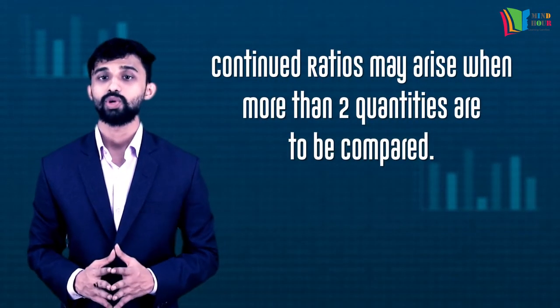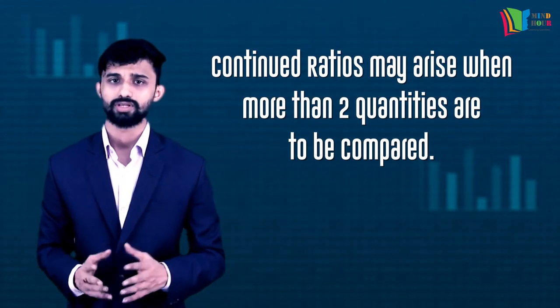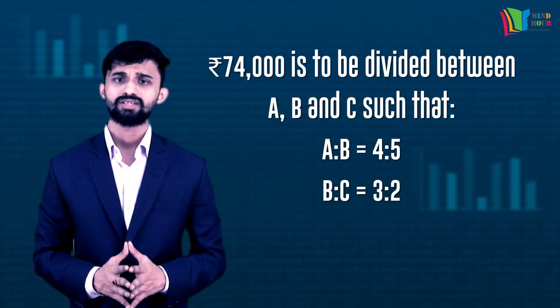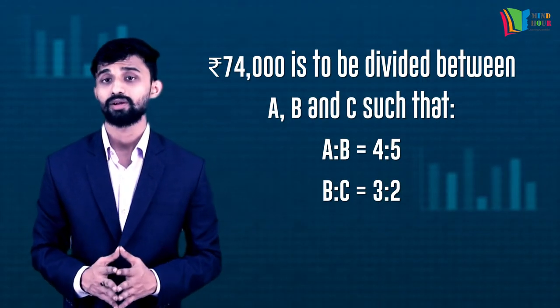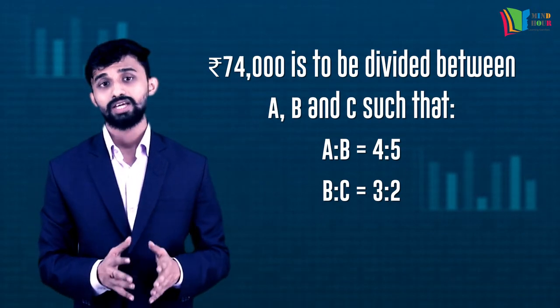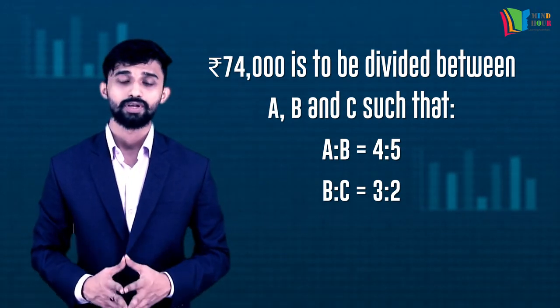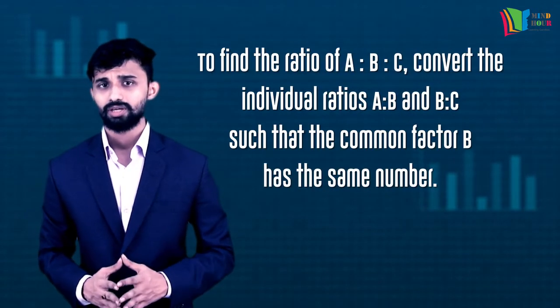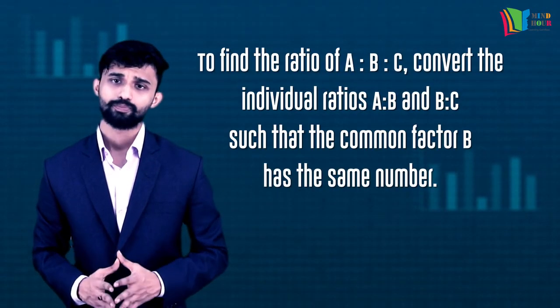So far, we have understood the method of comparing two quantities of the same kind. But there may be situations when we have to compare more than two quantities, which are in a continued ratio. For example, suppose that 74,000 is to be divided among 3 friends, A, B and C, such that A is to B equals 4:5 and B is to C equals 3:2. The common quantity in both the ratios is B.